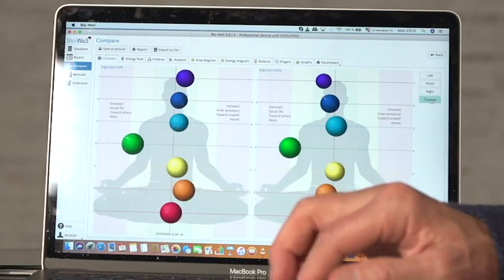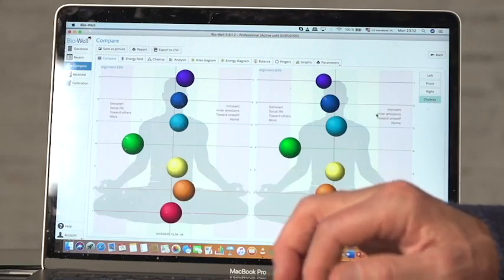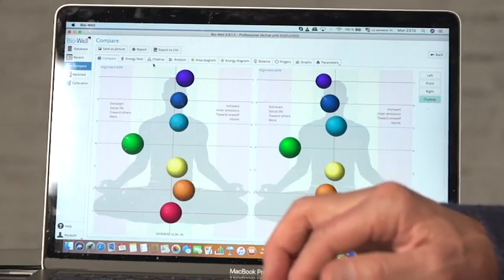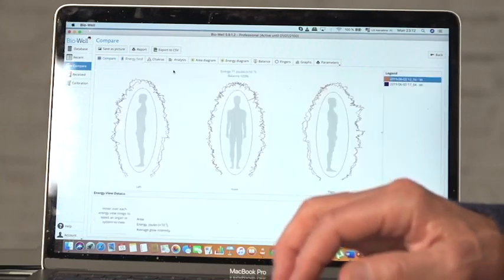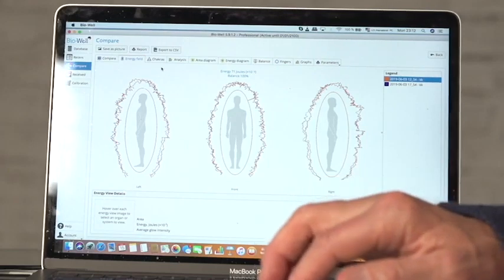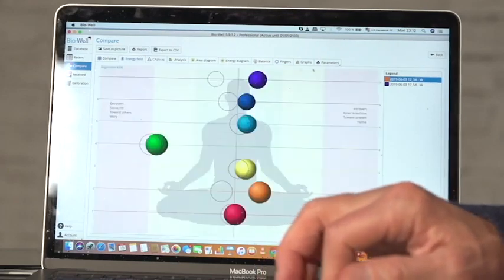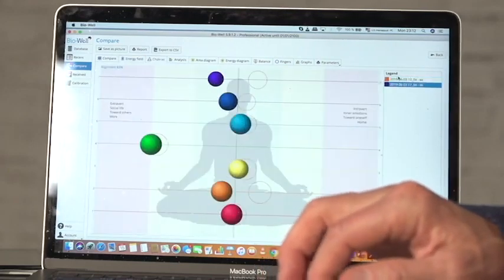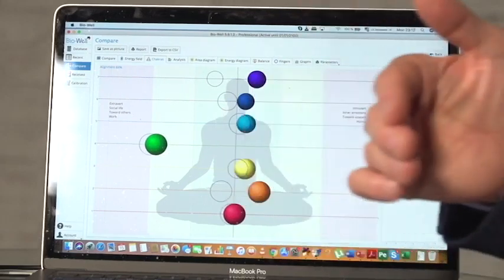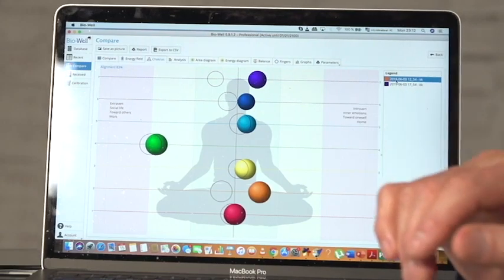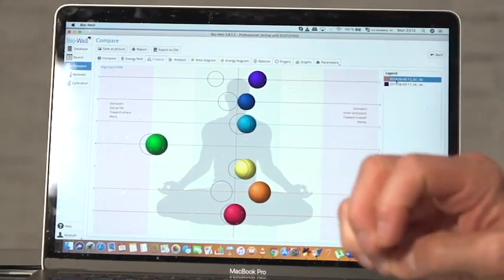I can look at chakras, comparing this way. Or I can go to another screens. So, for example, energy fields superimposed. In some cases, it may be convenient. Chakras are superimposed as well. And this is very convenient presentation because we see how it was shifted from first reading to another reading.